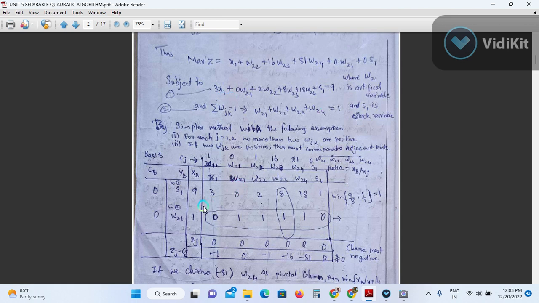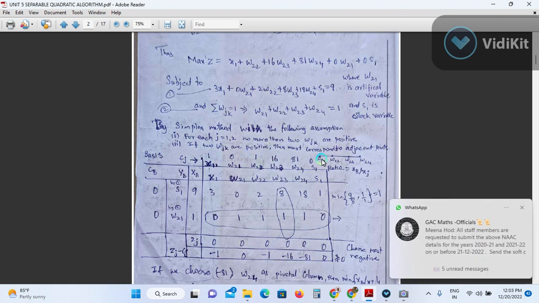And from the first constraint, the corresponding coefficients of x1, w21, w22, w23 and w24, and s1, here we'll put them in, paste them. Similarly, from the second constraint, we observe that all these coefficients here we'll put in, right? And from the objective function, the coefficients are here, right? 1, 0, 1, right? So all these coefficients here we will put in.